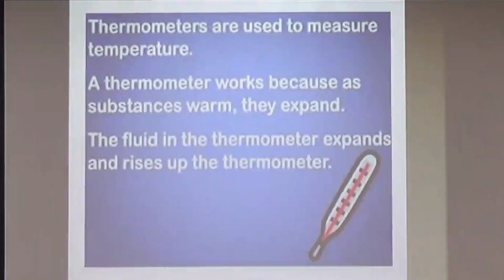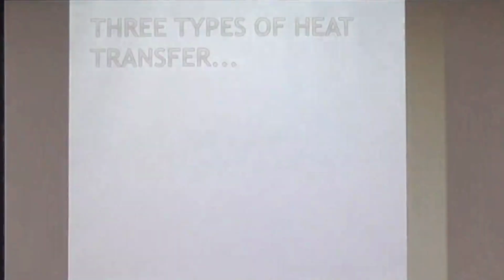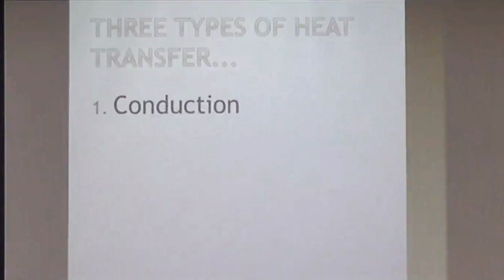Now we have discussed how heat is measured and with which instrument it is measured. Now we have to discuss how heat gets transferred from one object to another. We will be discussing three types of heat transfer: conduction, convection and radiation.